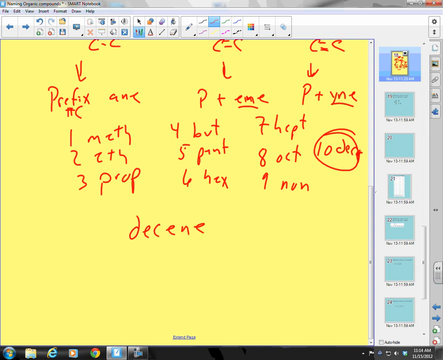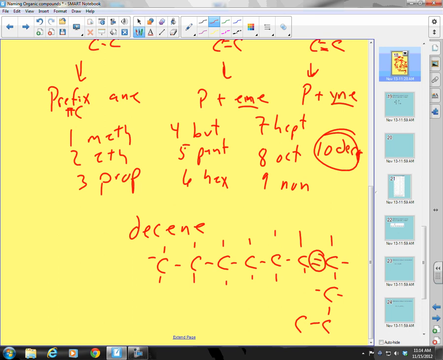What is decene? That means I'd have 10 carbons, and there has to be at least one double bond in there. 1, 2, 3, 4, 5, 6, 7, 8, 9, 10. There we go. There's 10 carbons, and I have one double bond on it. The rest of this thing would have hydrogens on it, and so that would be decene, correct?